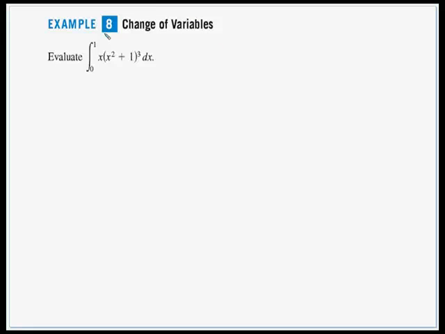And let's try that here in example 8. Change of variables. Definite integral from 0 to 1 of x times quantity x squared plus 1 to the third dx. So I'm going to go out on a limb here and say our inner function is inside the parentheses, x squared plus 1. That means du, the derivative, is 2x dx.